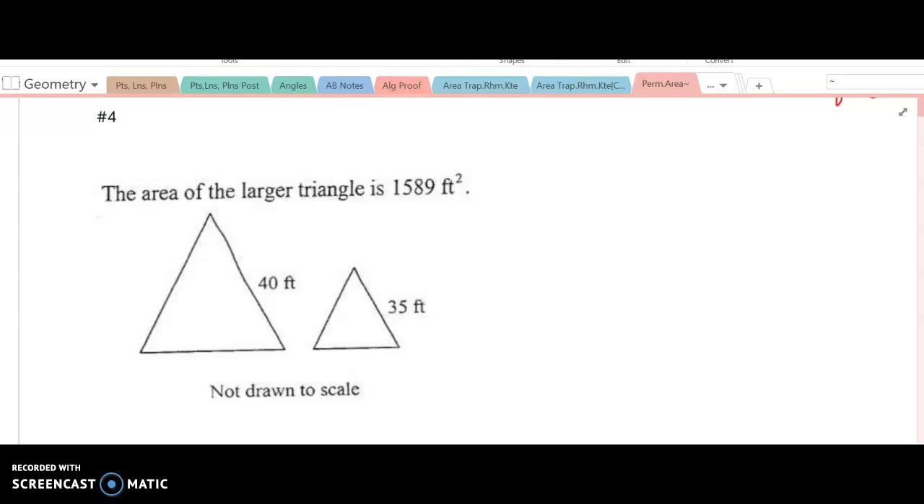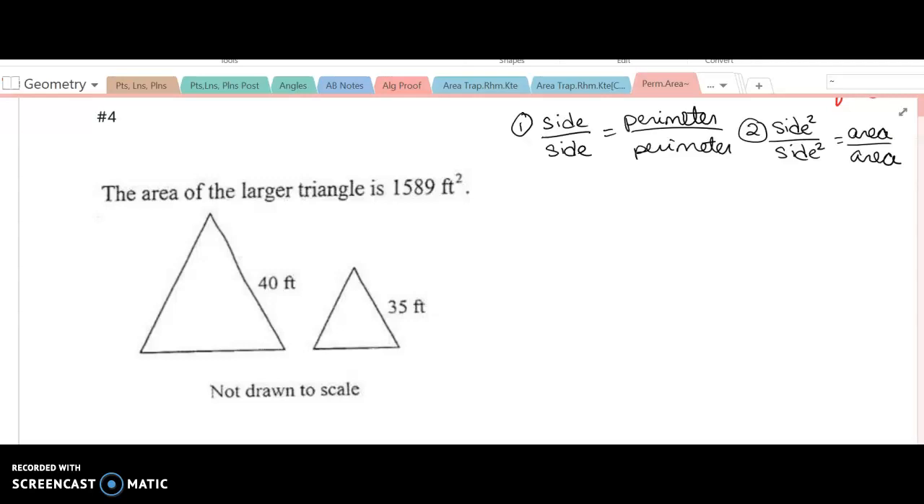Okay, this is number 4 on the quiz. The area of the larger triangle is 1589. So we had two formulas to choose from. I've written these two formulas over here for you to see.